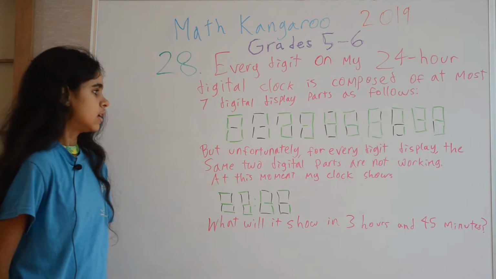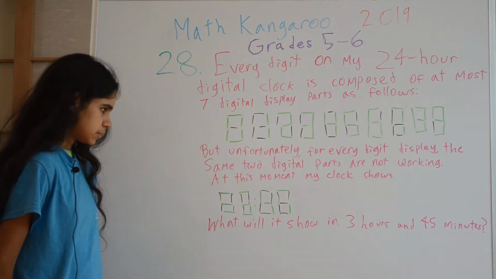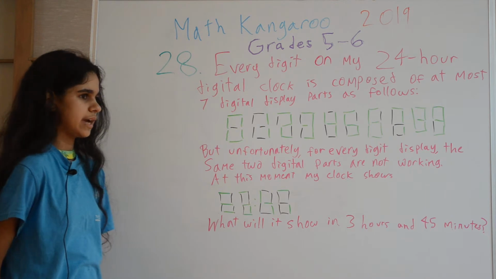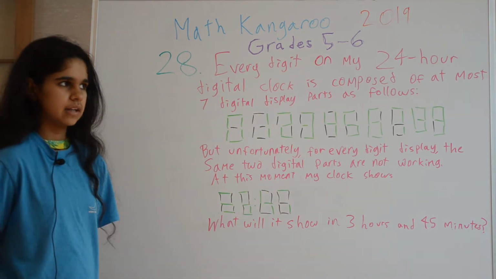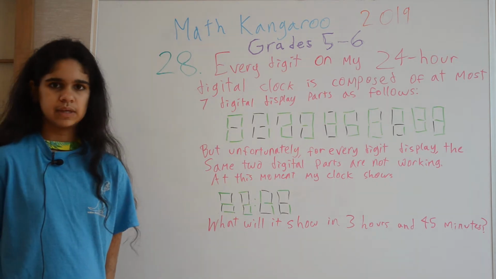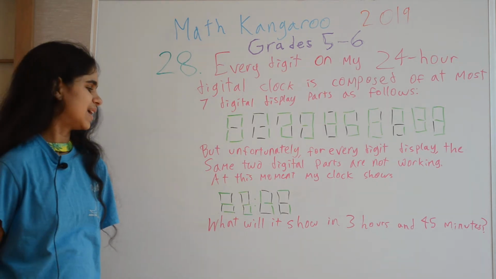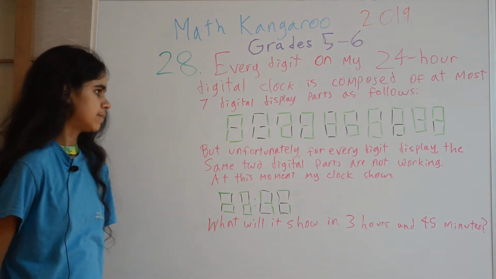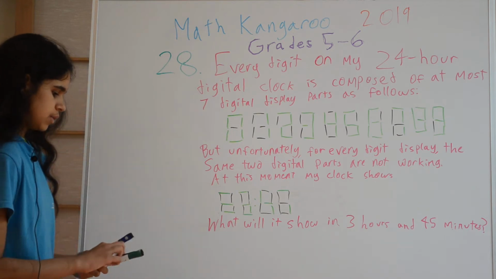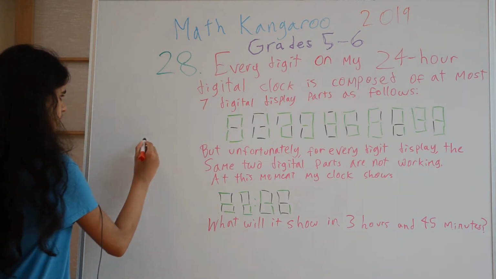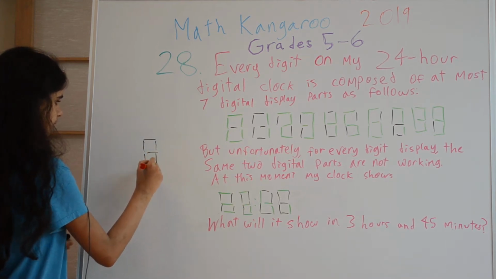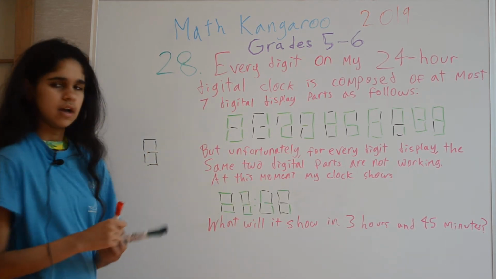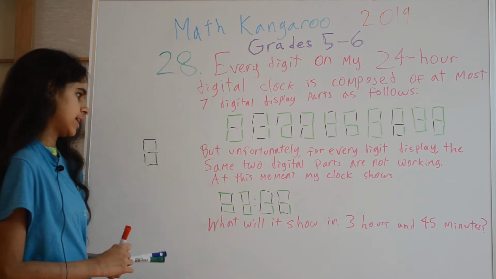So to figure out the actual time, we also need to figure out which parts aren't working, because that'll help us be able to figure out which parts we can add to show the actual time. So to figure out which parts aren't working, we can look at all the 7 parts and see which ones we know can work, can be lit up.